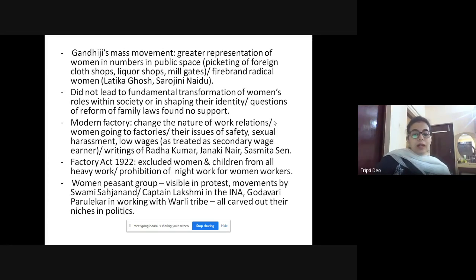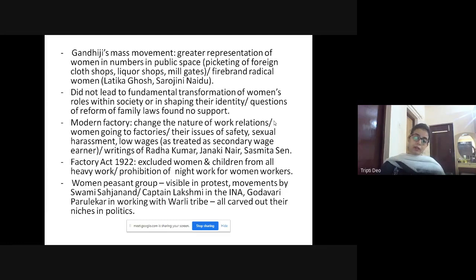Writings of Radha Kumar, Janaki Nair and Susmita Sen have really opened the way we look at women across India. Janaki Nair has written about Mysore women, and Susmita Sen has written about women in Bengal. So let's try and read this from our e-resource. The Factory Act of 1922 excluded women and children from all heavy work, with prohibition of night work for women workers. So these were things that were also happening around the women's issues.